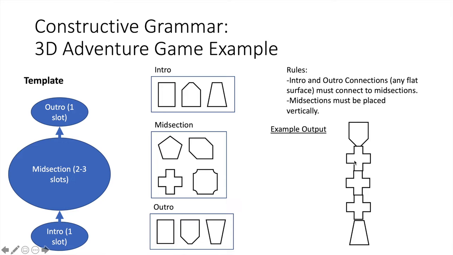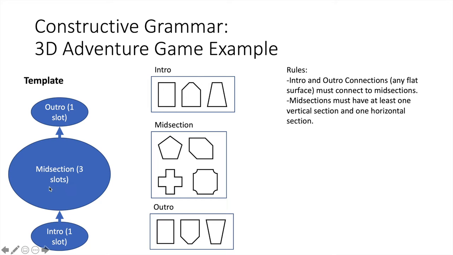Let's actually change our template as well. So say that our midsections always have to have three slots, and we must have at least one vertical section and one horizontal section for every map. So here's another example output.